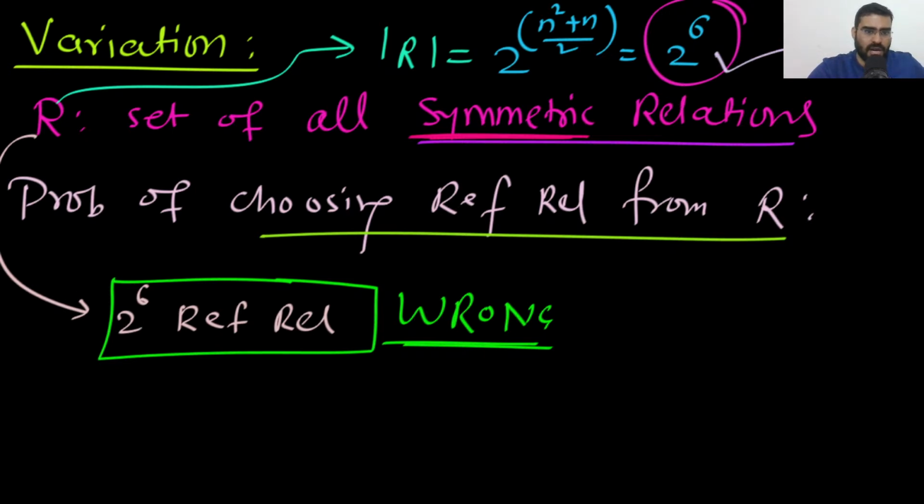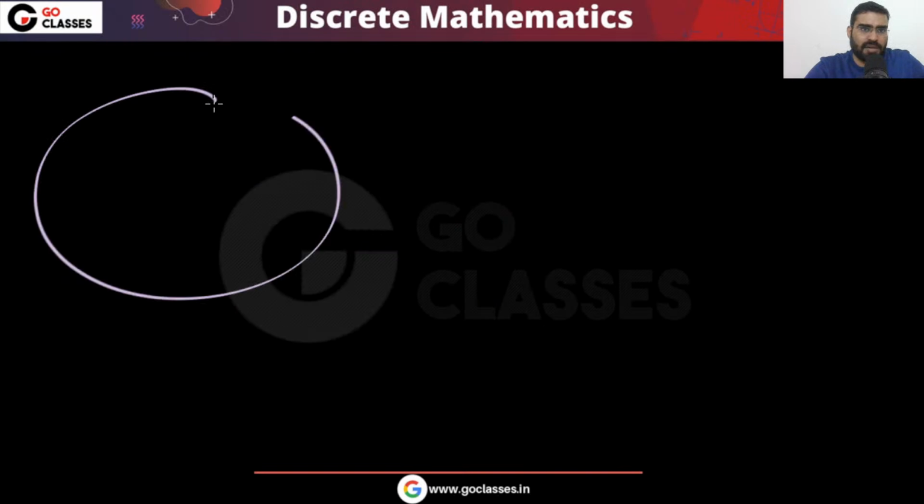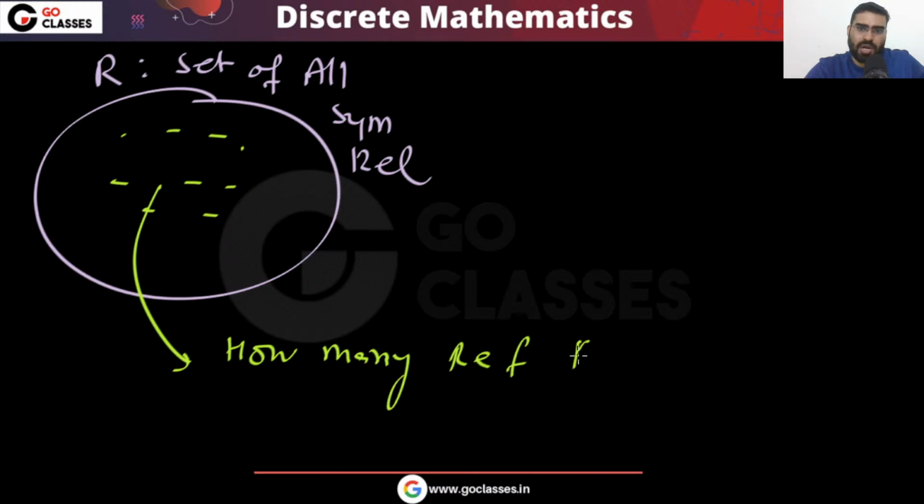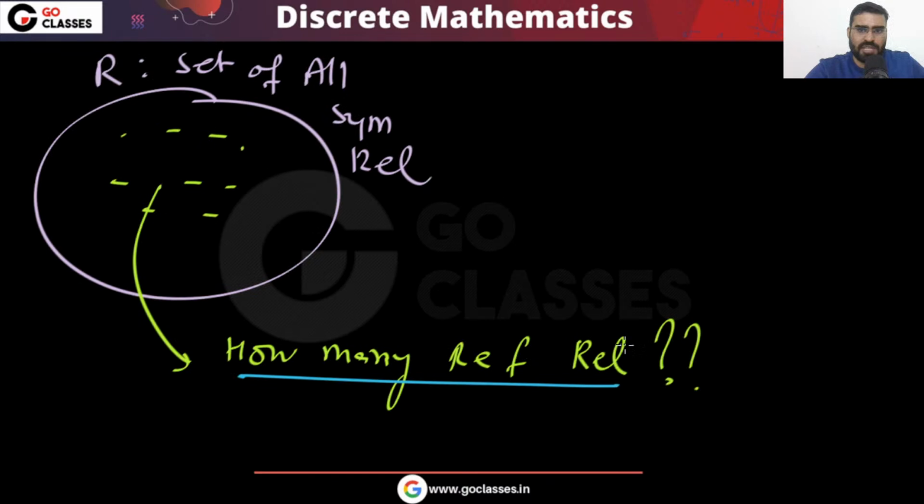Now in this R, how many reflexive relations are there? This is your relation R, basically the set of all symmetric relations. In this, how many reflexive relations do you have? Tell me how many reflexive relations we have in this. You can calculate this very easily.